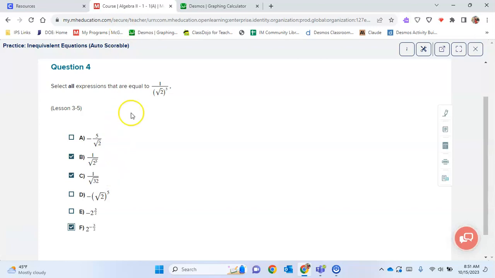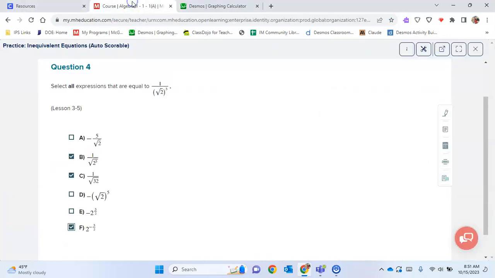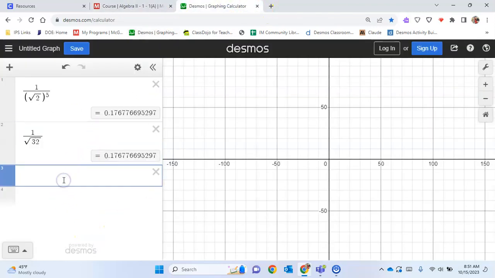The other one is 1 over the square root of 32. You can see that one is equivalent. And the last one is 2 to the negative 5/2 power. You can see that's also equivalent.